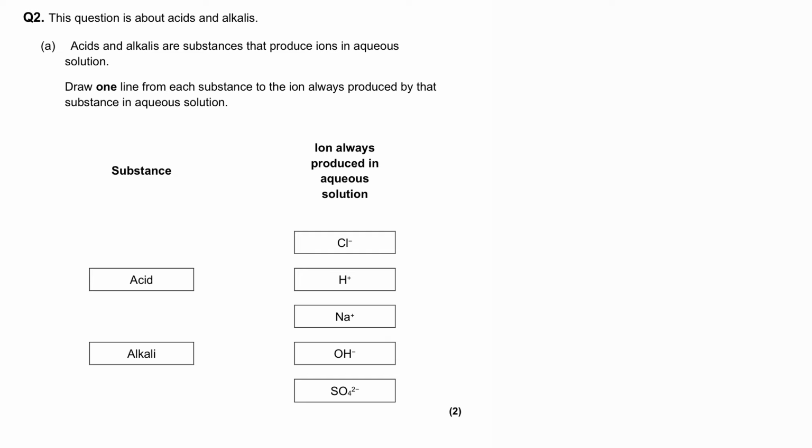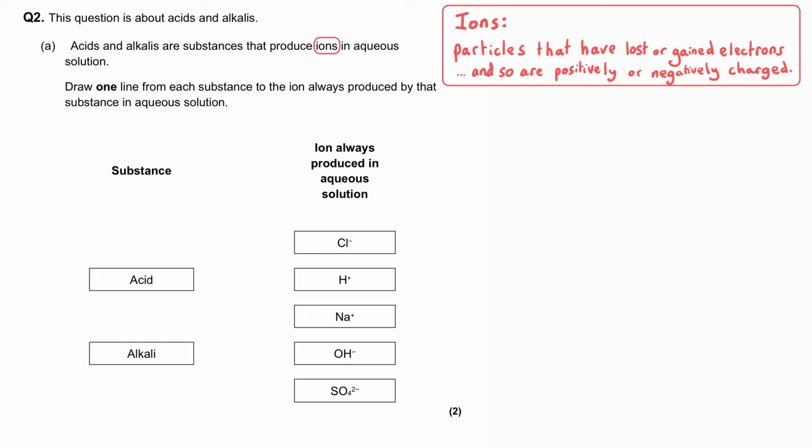This question is about acids and alkalis. Acids and alkalis are substances that produce ions in aqueous solution. Draw one line from each substance to the ion always produced by that substance in aqueous solution. You can see we've got two substances, acid and alkali, on the left-hand side, and we've got 5 options for the ion which is always produced in aqueous solution on the right-hand side.